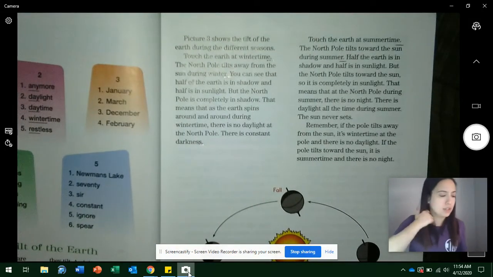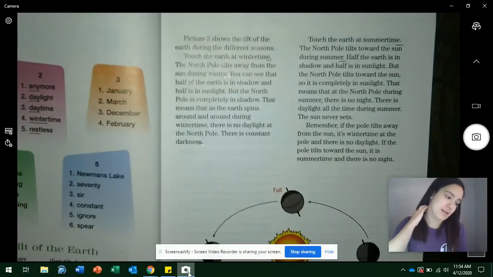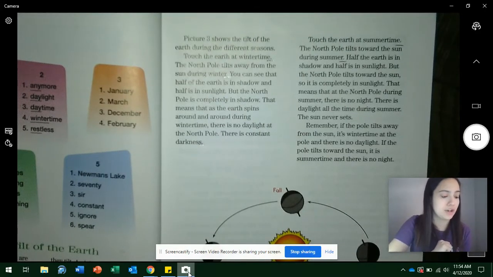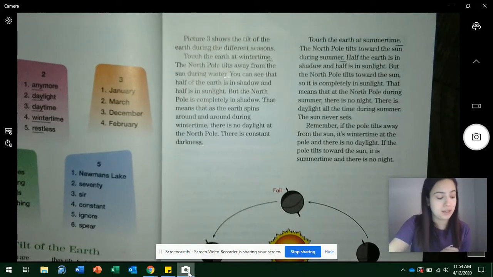So, listen to that part again. But the North Pole is completely in shadow. That means that as the Earth spins around and around during wintertime, there is no daylight at the North Pole. There's constant darkness. So if the North Pole is in darkness, there is no daytime. There is just nighttime throughout winter.